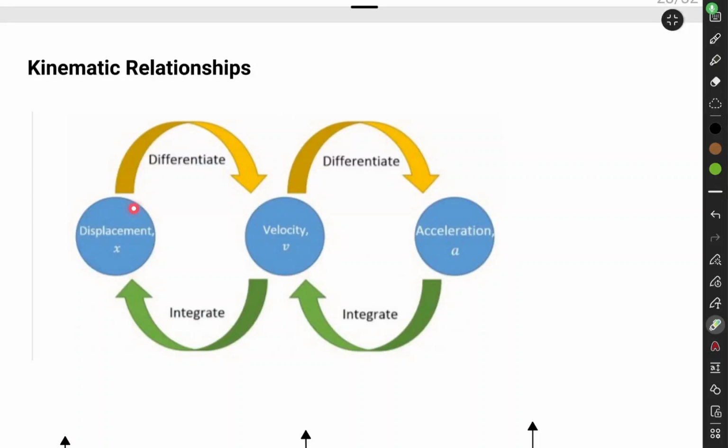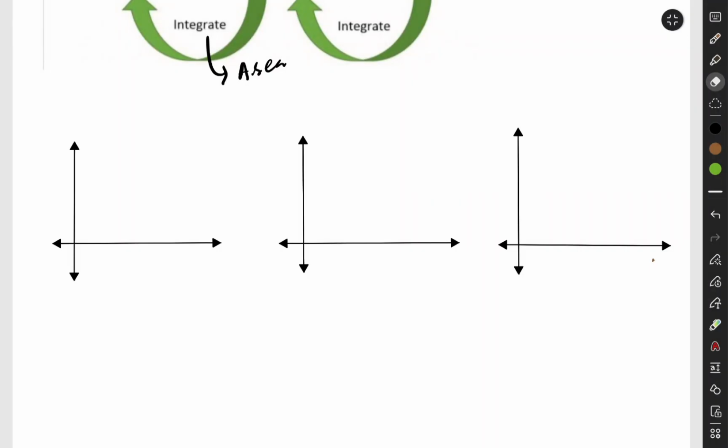Okay, now I think it would make a lot more sense when you apply this to physics and you would really see it. So when we say differentiation, we're basically talking about the gradient. And when we integrate, we're basically talking about the area. So we're going to be seeing three graphs: the displacement time graph, velocity time graph, acceleration time graph.